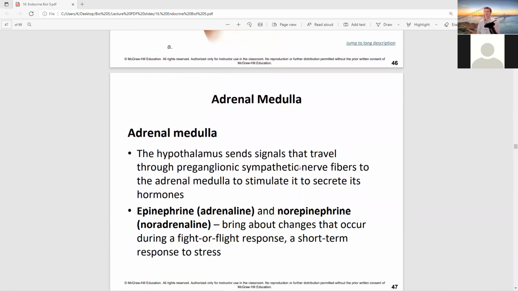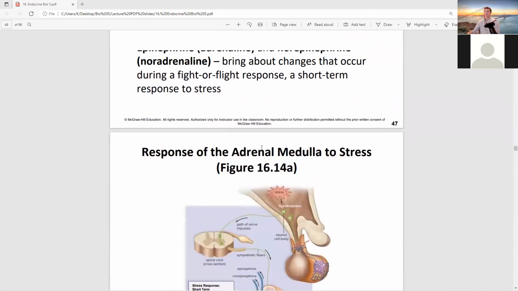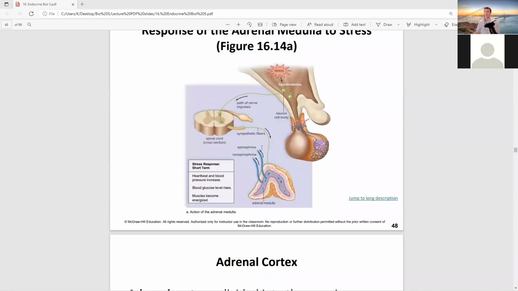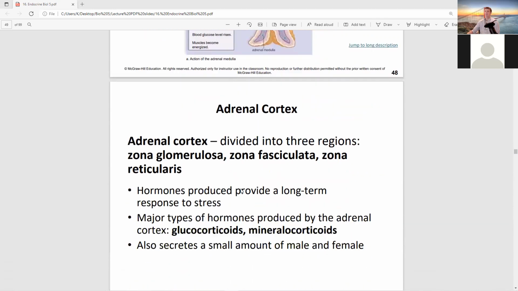So the adrenal medulla is stimulated by the hypothalamus, with signals that travel through preganglionic sympathetic nerve fibers to the adrenal medulla to stimulate it to secrete its hormones. Epinephrine, which is adrenaline, and norepinephrine, noradrenaline, bring about changes that occur during a fight or flight response, a short-term response to stress. So some short-term stress responses are heartbeat and blood pressure increase, blood glucose levels rise, and muscles become energized.